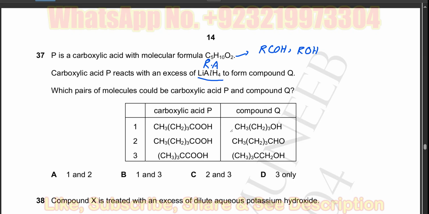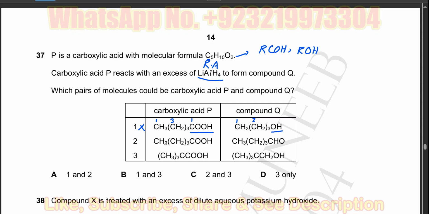The first option says that it has a carboxylic acid with 5 carbon atoms, and it has a carboxylic acid group here. It is converted into alcohol. That's all right, but how about the number of carbon atoms? There should be 5 carbon atoms, 1, 3 and 1, 5. Over here we have 1, we have 3 carbon atoms. These give you 4, so that's incorrect.